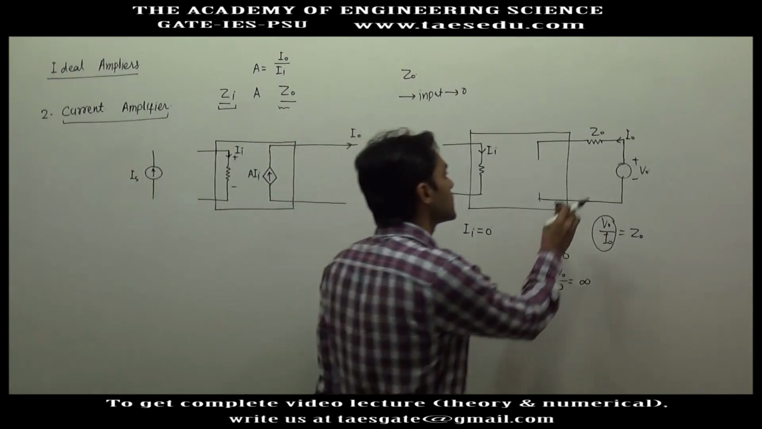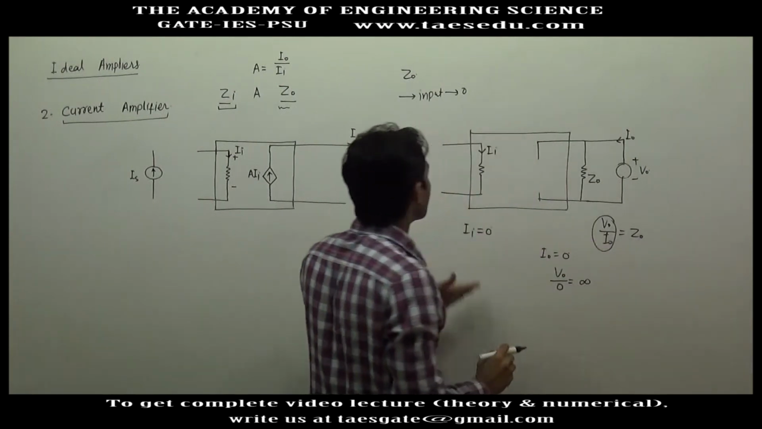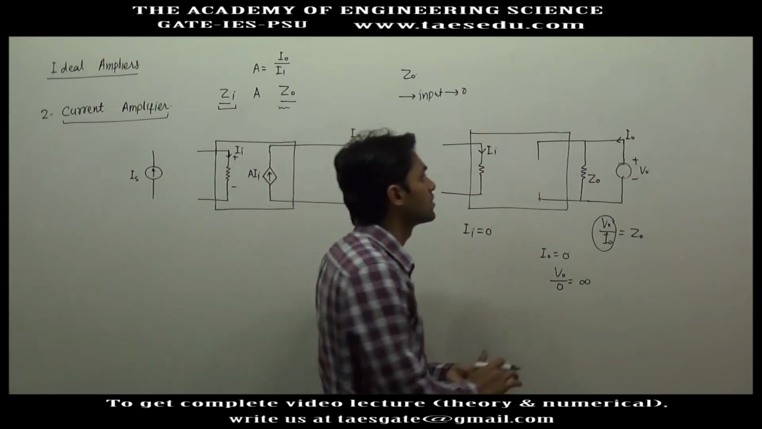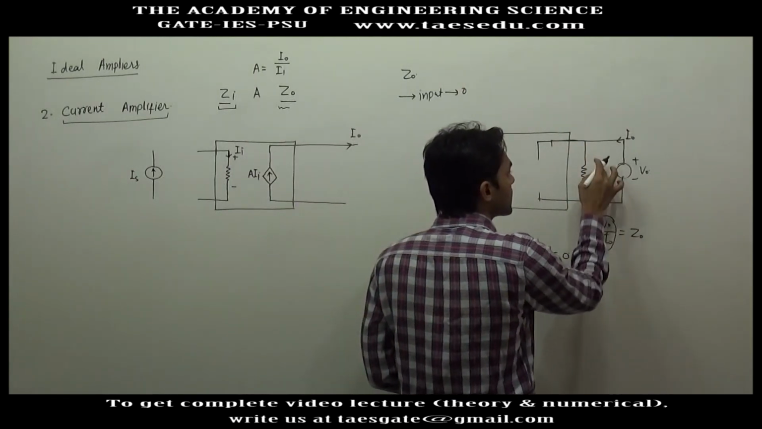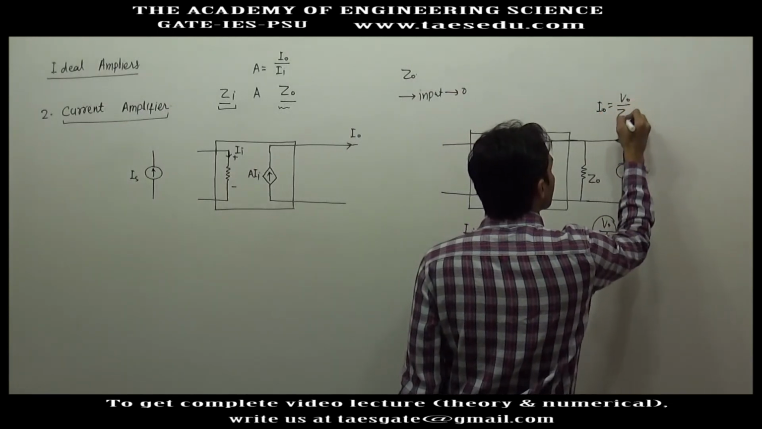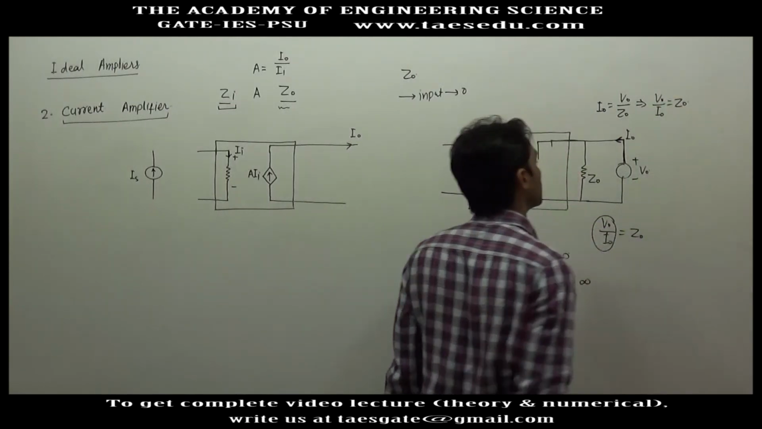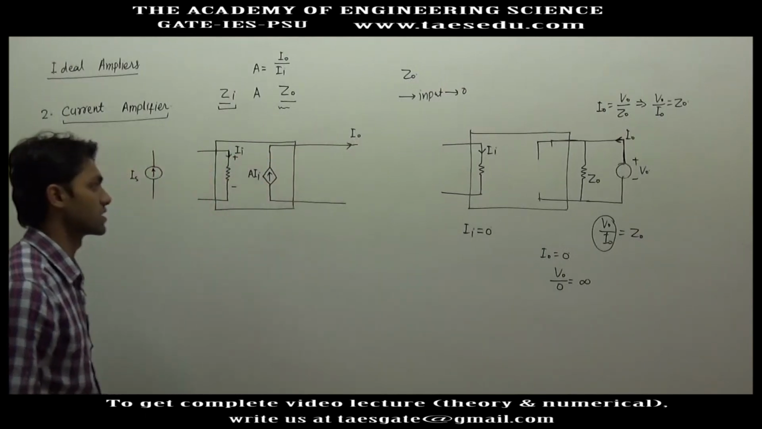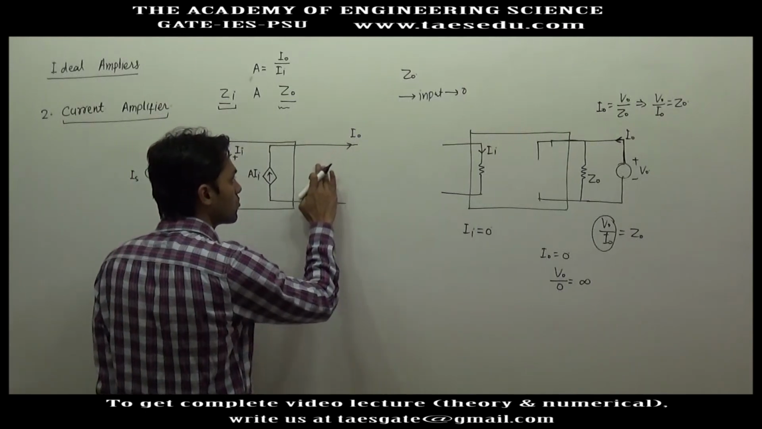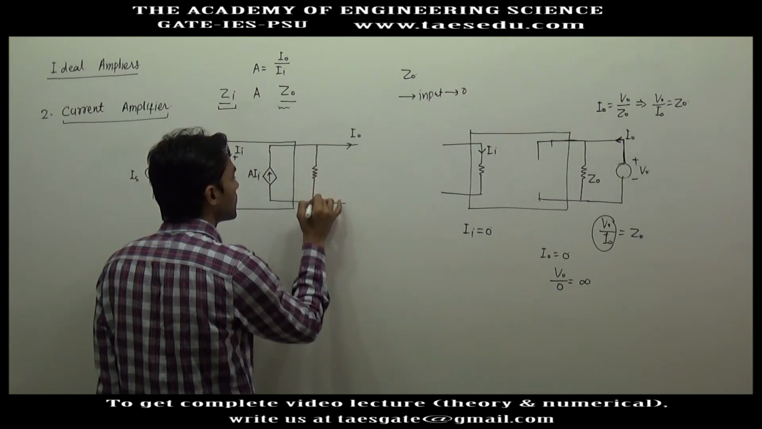Now if it is connected in parallel to the output terminal, in the same way, input is 0, open circuited, so no current will flow here. But if it is connected in parallel, I0 will now be V0 by Z0, or V0 by I0 will be Z0. So in this case we are getting the correct result. So in case of current amplifier, or if we have output as current, we need to connect the output impedance in parallel.